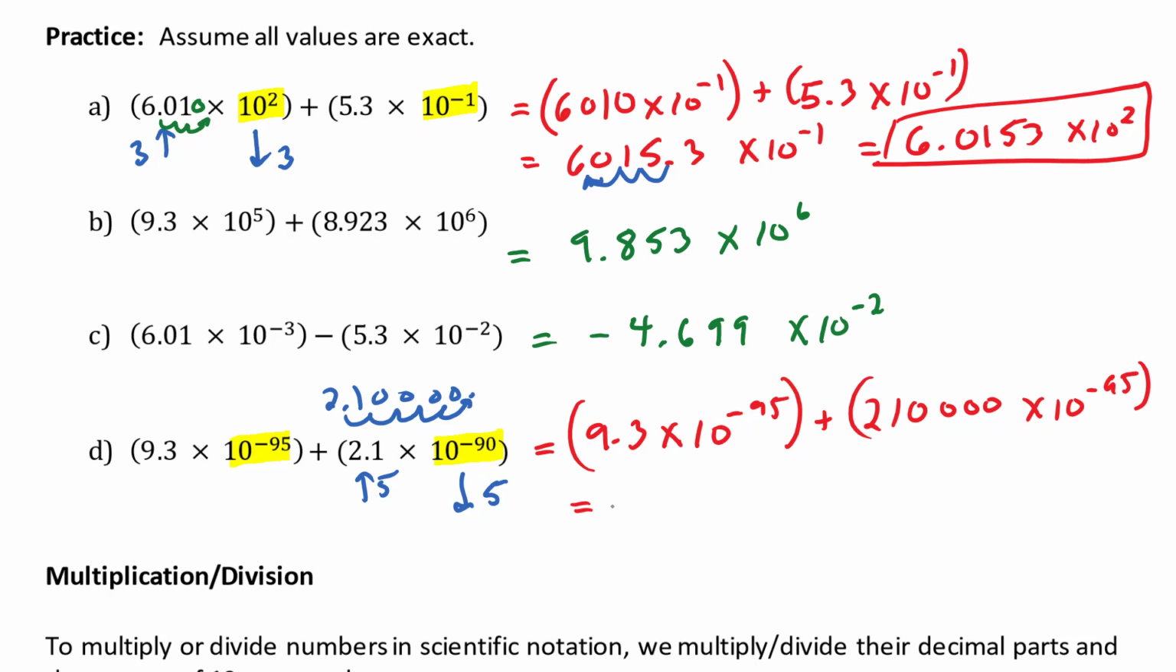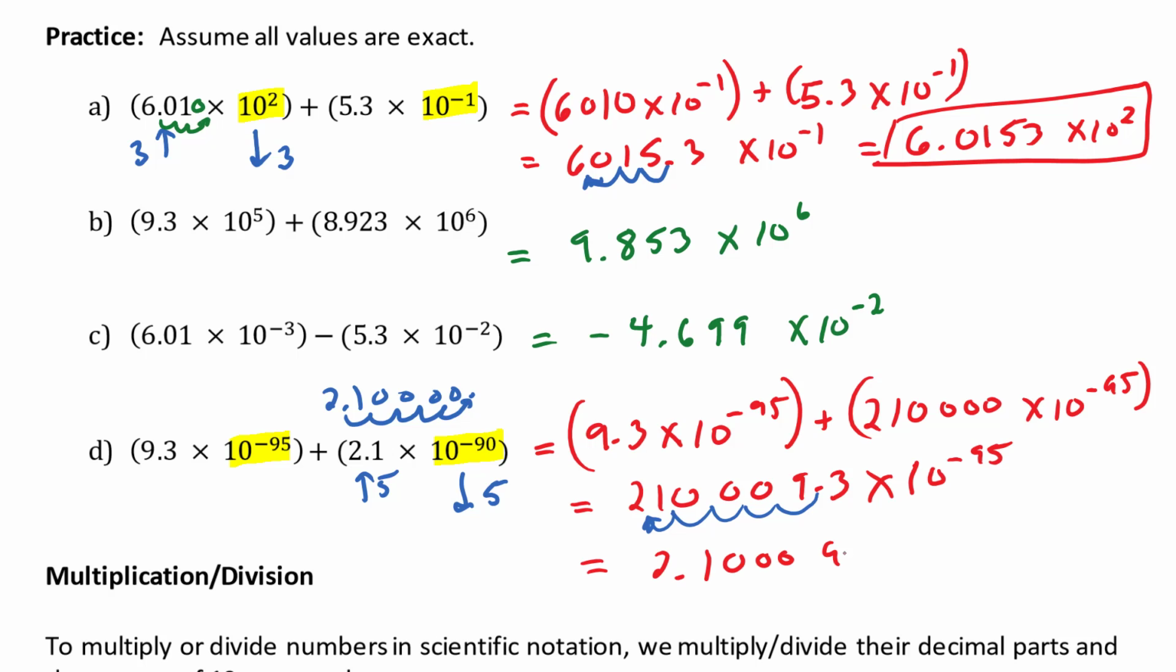Combine those together. Again, hopefully you don't need a calculator. Times 10 to the minus 95. Not proper scientific notation. 1, 2, 3, 4, 5. We make that number smaller. That means this number gets bigger over here. 2.100093 times 10 to the minus 90. Final answer. So adding and subtracting numbers in scientific notation can be a challenge.